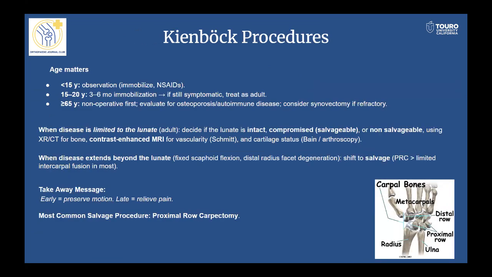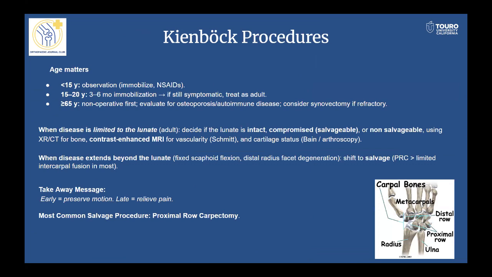For Kienböck's procedures, age matters. If you're a child, usually it's observational and no surgery is required. But if you're an adolescent, it's usually to treat the symptoms because you do have a lot of pain. But when you get to 65 and older, surgery is usually considered when the disease is limited to the lunate. Depending on the stage of the disease, surgeons usually think about trying to salvage the bone versus not salvaging it and taking it out completely. So this would require imaging.